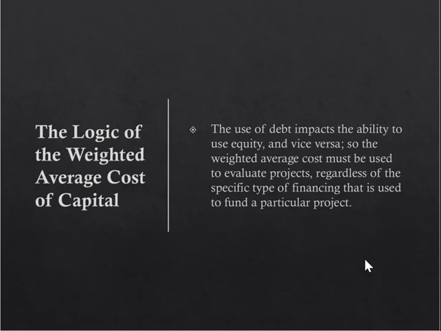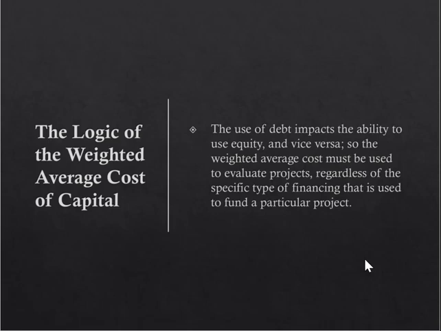There's a logic behind using weighted average cost of capital, and that is that there are trade-offs between utilizing debt, equity, and preferred stock. Debt gets paid back first, but the more debt you have, just like with a person, your credit score starts to go down. So the more debt you have, the more risky the firm is, and that begins to impact the required rate of return to equity or to preferred stock, anything below that debt on the capital stack. So the use of debt impacts the ability to use equity and vice versa.